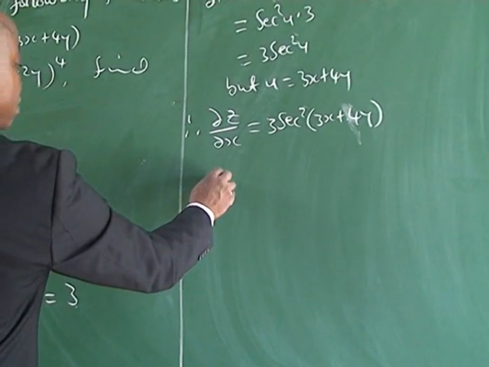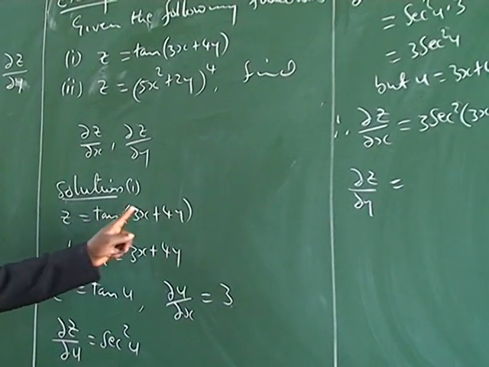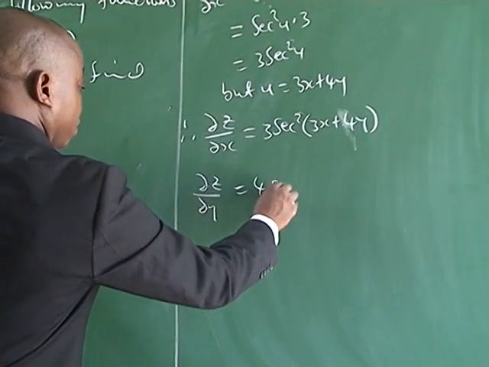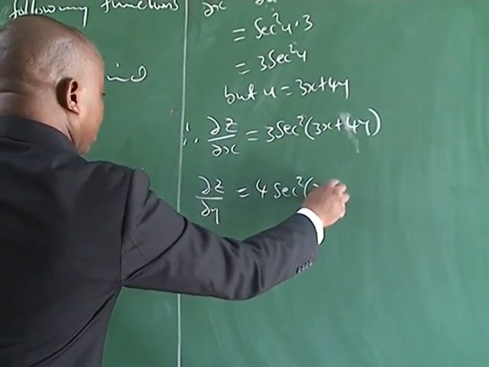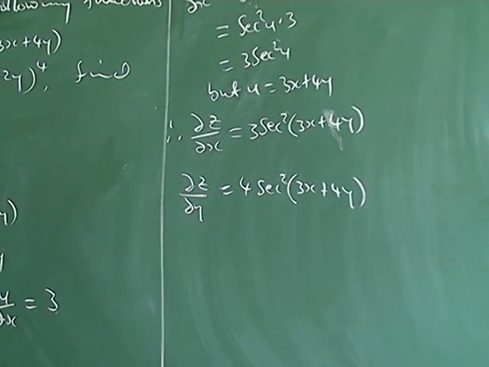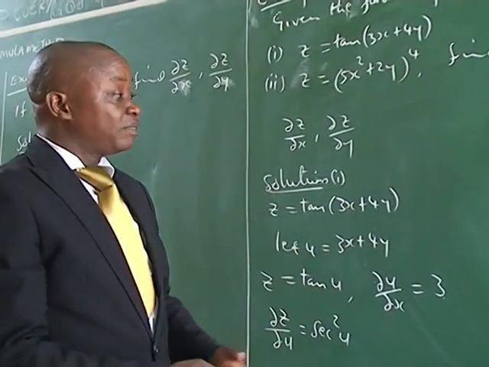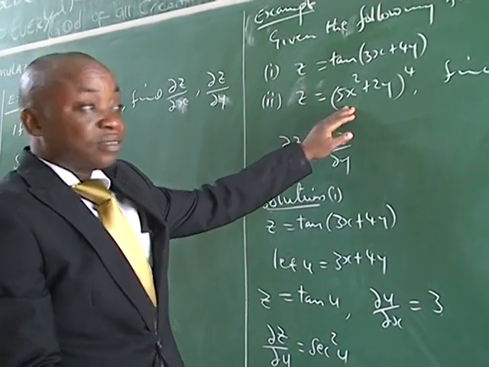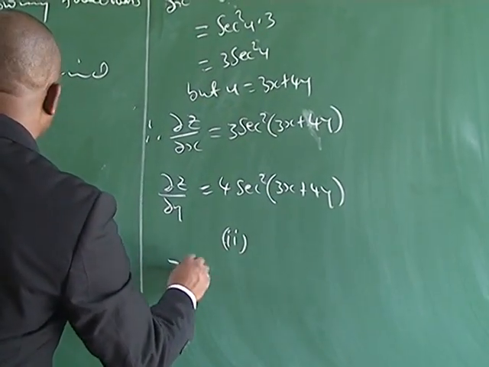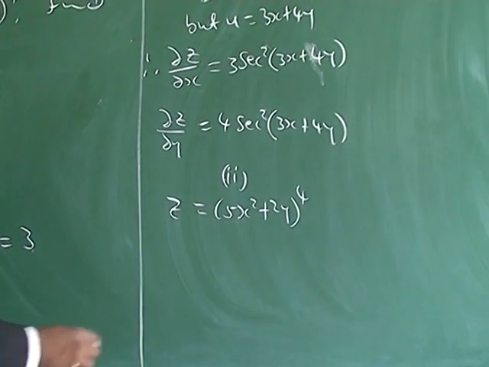Same thing will happen. Partial z partial y will be equal to differentiating the inside with respect to y. So we'll have 4 sec squared of 3x plus 4y. It's just very simple like that. Differentiate the inside out, and then you differentiate the function with respect to u. So very, very simple. Now if I bring that approach to number 2, it means that z is equal to 5x squared plus 2y raised to the power 4.